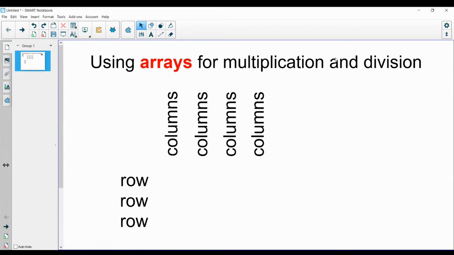Have you ever been to a parade and watched a marching band? If you have, you may have noticed that people in a marching band are arranged or organized into rows and columns. It looks kind of like this.